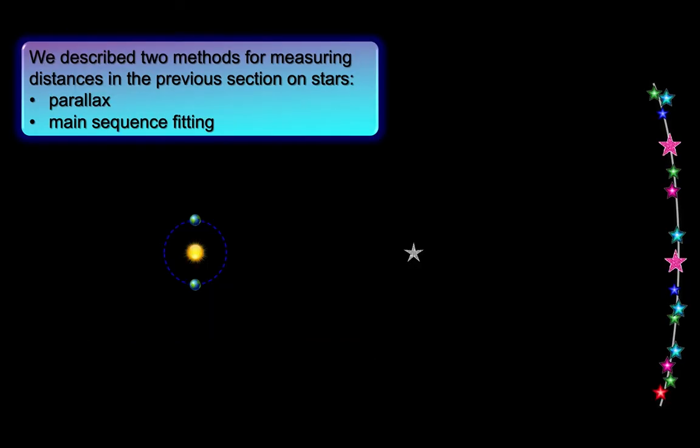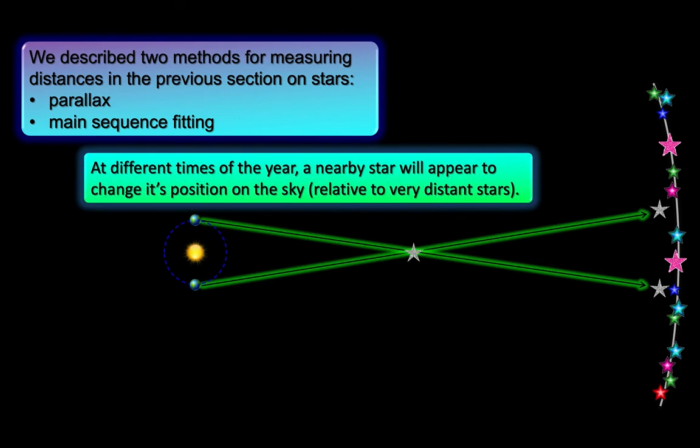Now, we did talk already about two different methods for measuring the distance to other objects in the universe. We talked about parallax and main sequence fitting. Parallax is the apparent motion of a nearby star compared to very far away stars at different times of the year. So when the Earth is over here in its orbit, this nearby star appears to be by that twinkling magenta star over there. But 6 months later, the Earth is on the other side of the sun, elsewhere in its orbit.